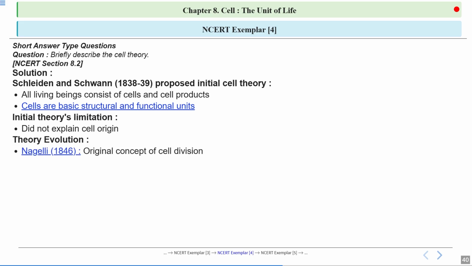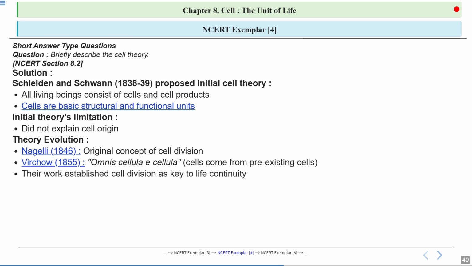Now, let's talk about the theory evolution. First is Nageli in 1846. The scientist gave the original concept of cell division. Virchow talked about omnis cellula e cellula, which means cells come from pre-existing cells. Their work established cell division as key to life continuity. So cell theory was proposed by Schleiden, Schwann and Rudolf Virchow.